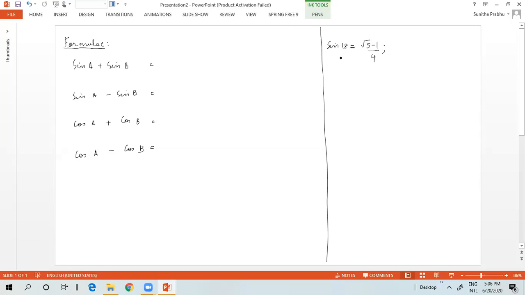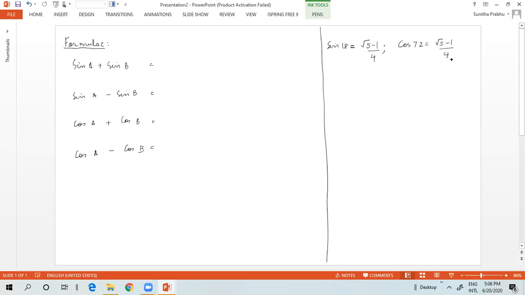Good. Sine 18 is good. Along with sine 18, which other trigonometric angle will have the same value, Adit? Cos 72. Very good. Cos 72 also will be root of 5 minus 1 by 4.